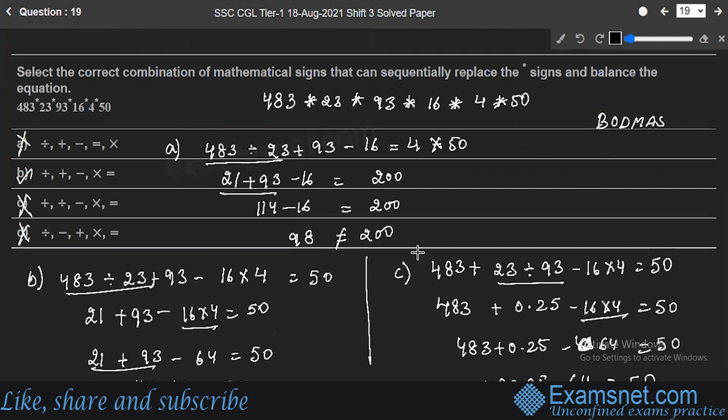So even this is the incorrect option. So which is the correct option? We already solved this. Option B is the correct answer to our question. Hope you are clear with this. Then let's move to the next question.